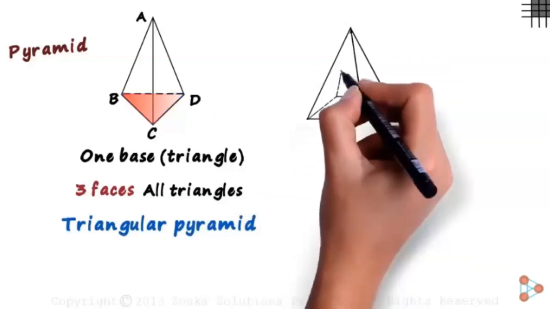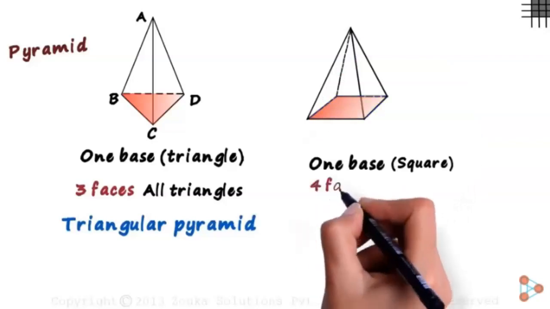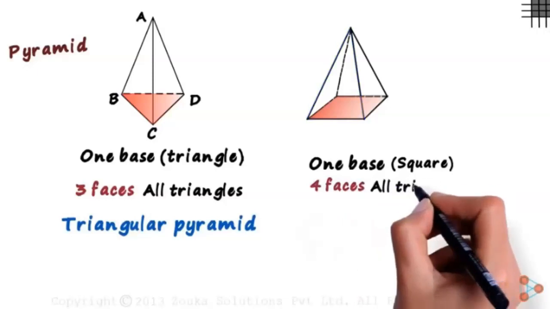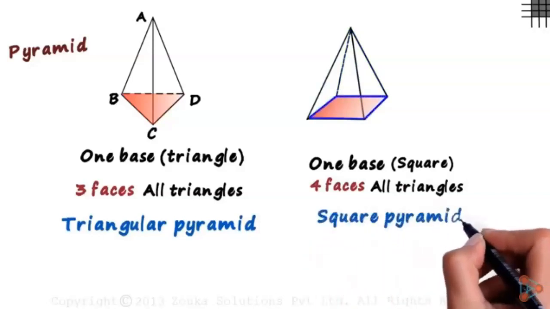Here's another figure. It has one base, which is a square, and this figure has 4 faces, all of which are triangles. It has one triangle placed on each side. This is called a square pyramid since the base is a square.